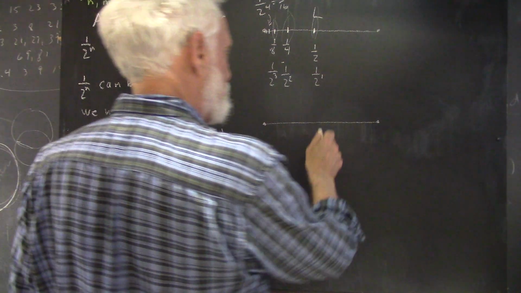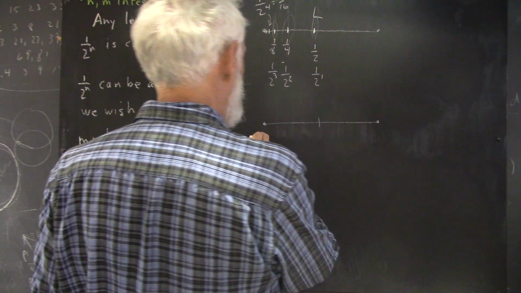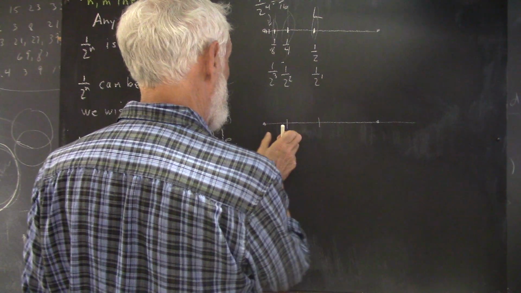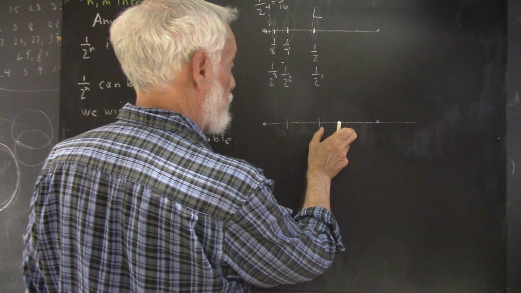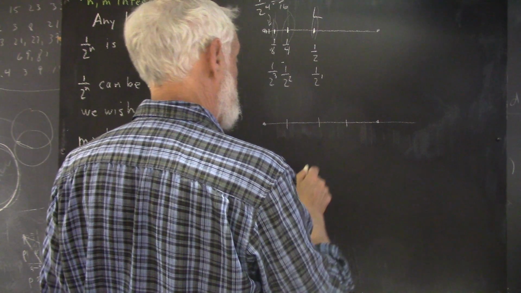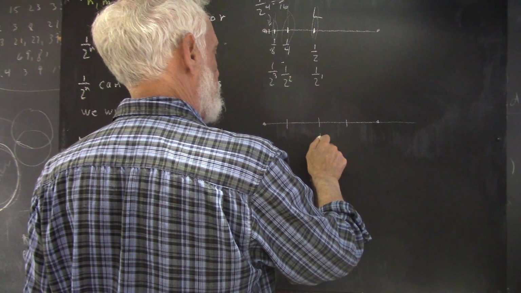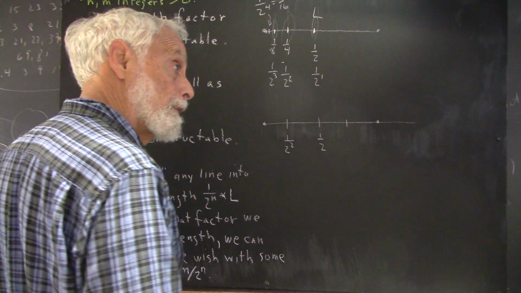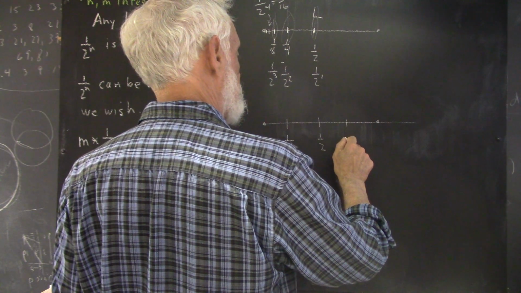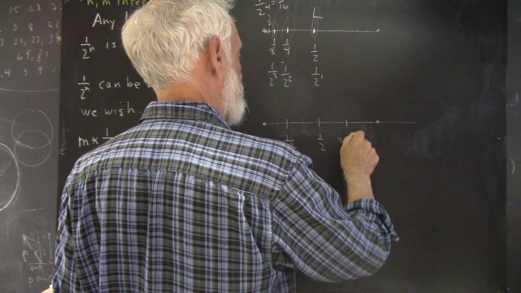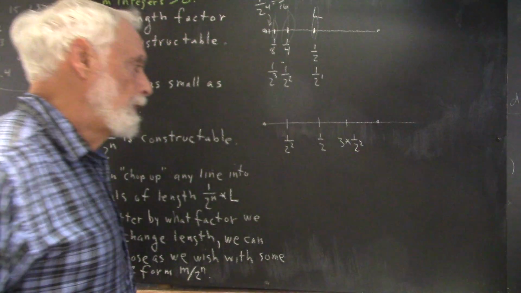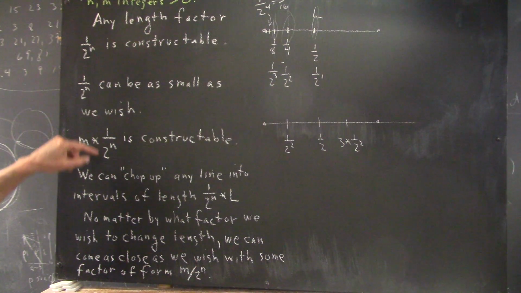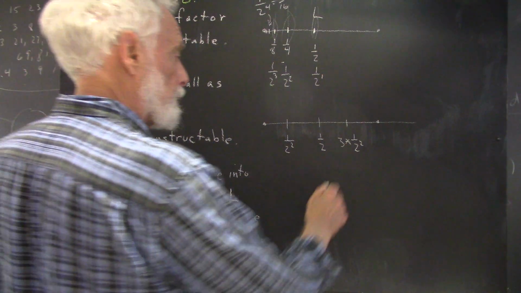inches. I can divide each inch into half, and then I can take half of that and get a quarter, and add that to this and get 3/4. Okay, so here is 1/2. Here is 1/2 squared, which is 1/4. And here is 3 times 1/2 squared. Okay, so there's an m equal 3, n equal 2. M times 1/2 to the n is this, which is 3/4.